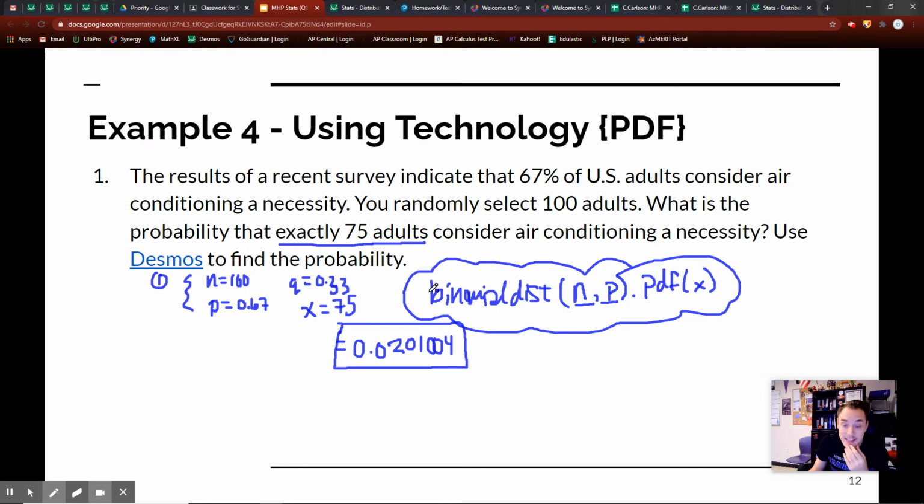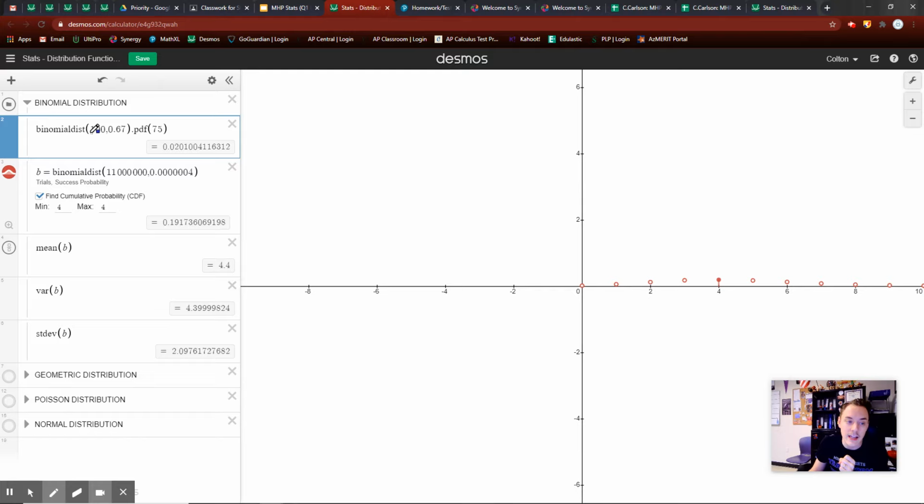All right, so that is how you do it. This is the second step, actually plugging into Desmos. Make sure you copy this down. Again, I don't have the N right here, but this is N. This is your Q. Sorry, not your Q, your P. That's your P, your probability of success. And this right here is your X. So make sure you just know those things.